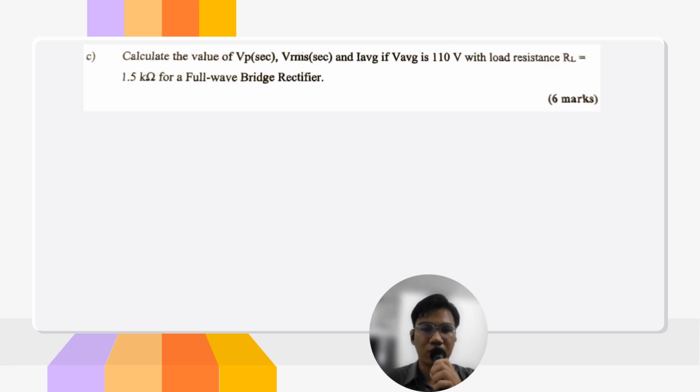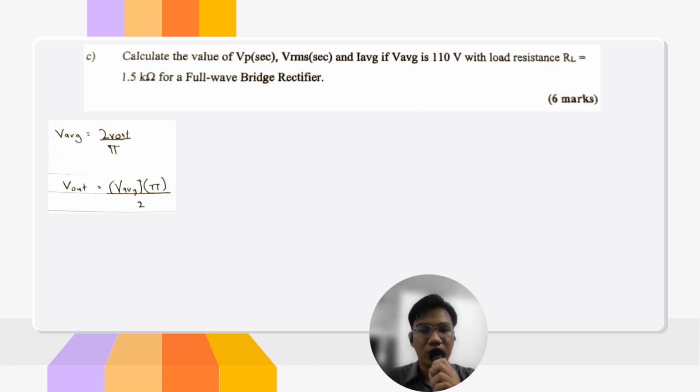First of all, we are going to calculate the value of Vp secondary. To find out the value of Vp secondary, we have to find out the value of V out first. To search for the value of V out, we can use the V average formula for a full wave bridge rectifier. The formula is V average is equal to 2 multiplied by V out and divided by pi.